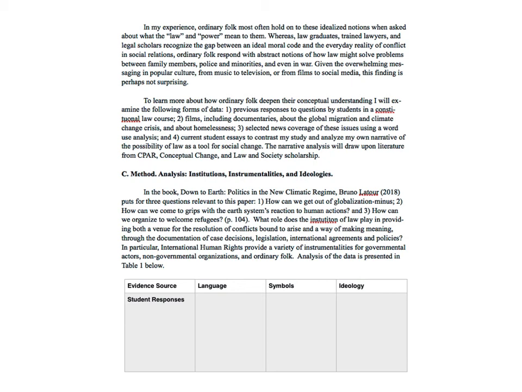And then I transition into the next section, which is the method analysis. This is where we're going to apply what I call the 3 I's of law. This comes from a man named Michael McCann, who also got it from E.P. Thompson. But when people are talking about the law, they're usually only talking about one of these 3 things: either the institution of law, the instrument of law, or the ideology of law.